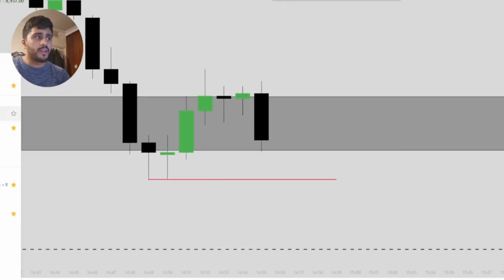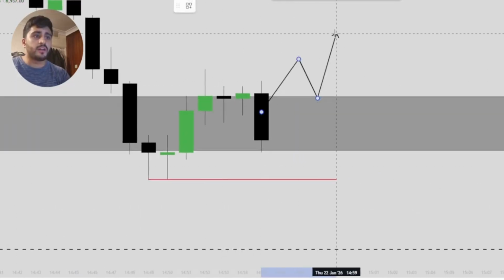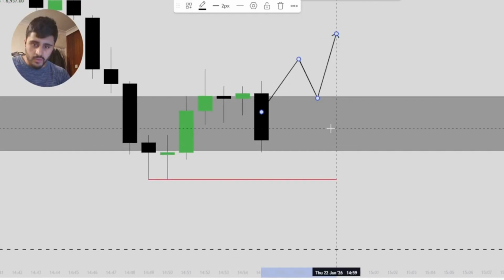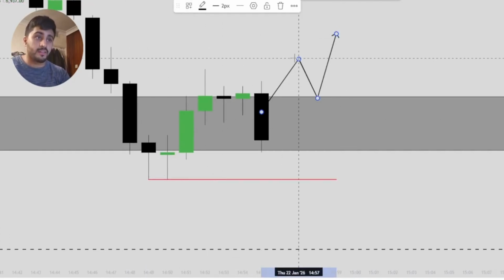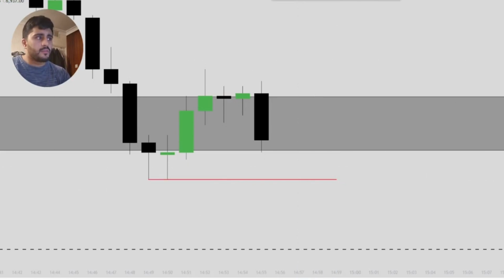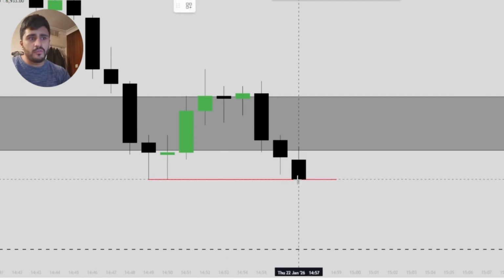Now, I often get questions: what happens if price just keeps moving higher? Well, if price keeps moving higher, then you can't take a short, can you? Because the red line is here. That's a question I get, believe it or not.